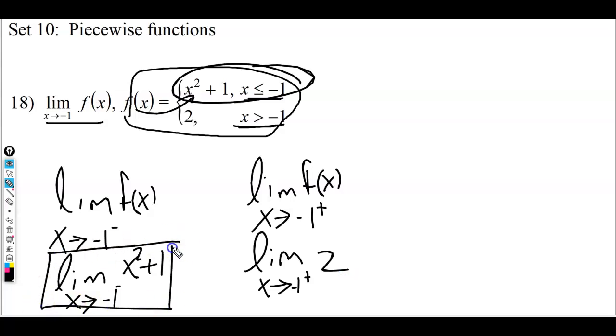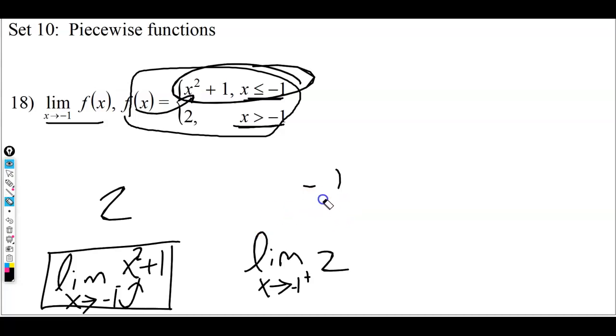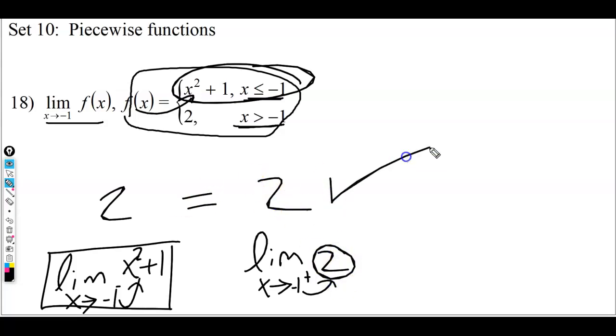Now let's figure out what this equals. Direct substitution will give me -1 squared is 1 plus 1 is 2. And as for this one here, direct substitution, well, there's nowhere to plug it in, so the answer is just the number that's there. It's 2. They're equal. That means the limit exists. If the limit from the left and right are the same, that means the limit exists, and that's what the limit is. So the answer for that is 2.